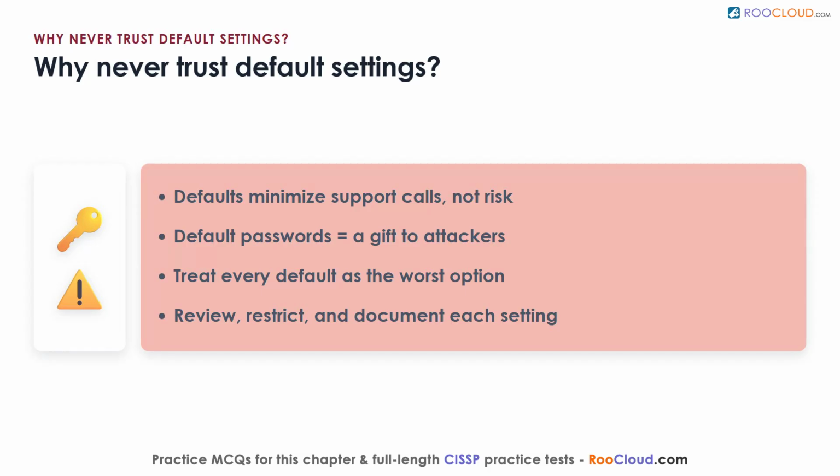Treat every default as the worst possible option for your environment, then review each one deliberately. A lockdown configuration is less friendly and does less out of the box, but that friction is the point. If you build products, document every setting so customers can harden intelligently instead of guessing.